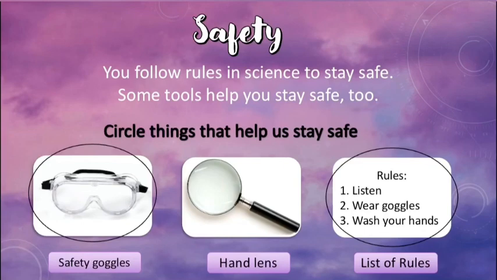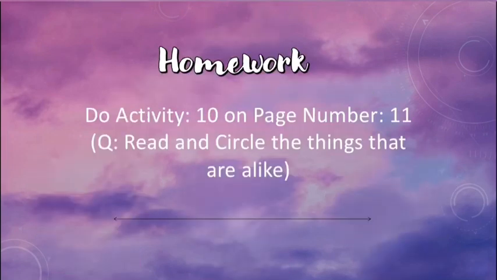And then 3 options, list, wear goggles, and wash your hands. Wash your hands and you can take good care of your hygiene, and you can wear goggles and save yourself as well. Then you have homework. Do activity 10 on page number 11. Read and circle the things that are alike.